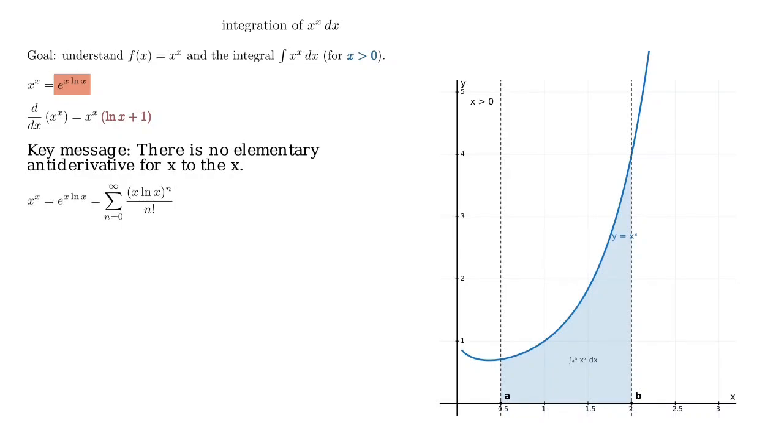In a short video, a nice next step is to show a practical tool. Series. Since x to the x equals e to the x ln x, we can expand the exponential. Why does this help? Because integrating a sum term by term is often much easier than integrating the original complicated function. Each term becomes a power of x times a power of natural log of x.